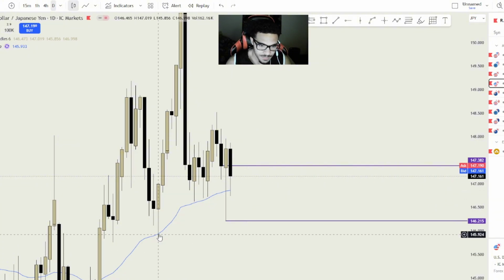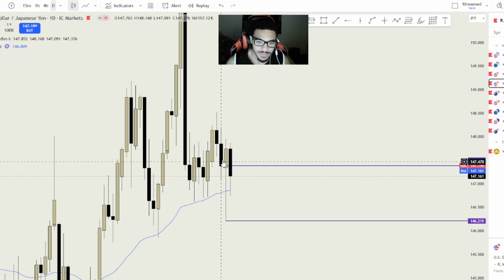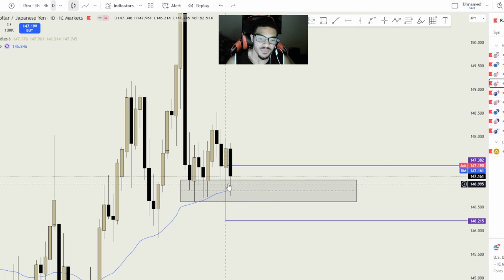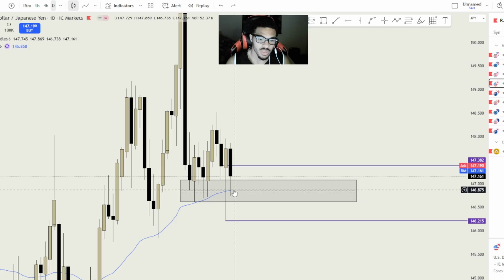So we've got the 50 EMA here. Price is rejected multiple times. Price is rejected multiple times off of this zone. We've got another rejection on the last candle, so price could potentially make its way up.